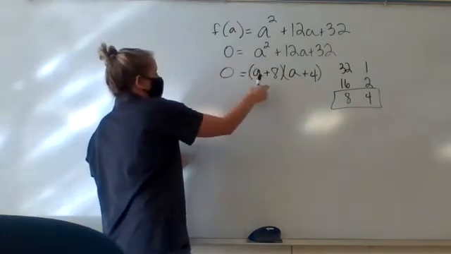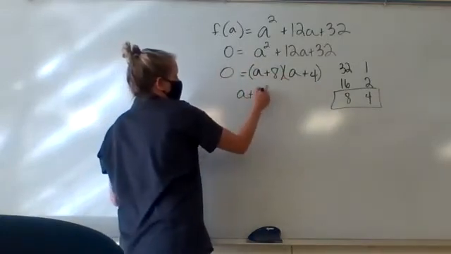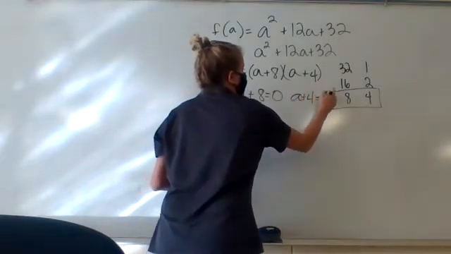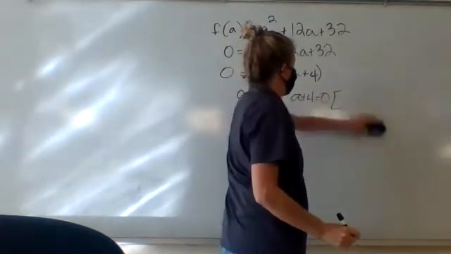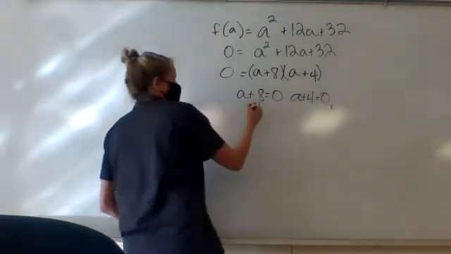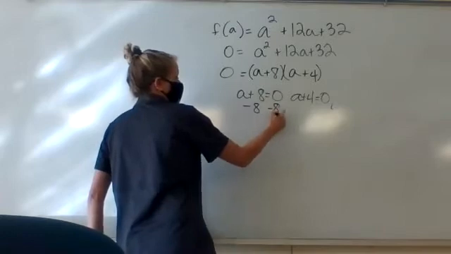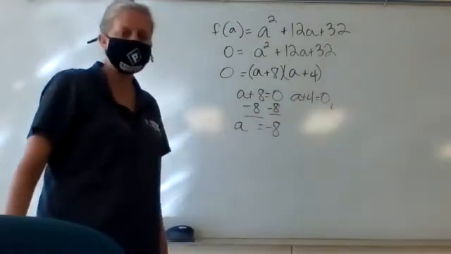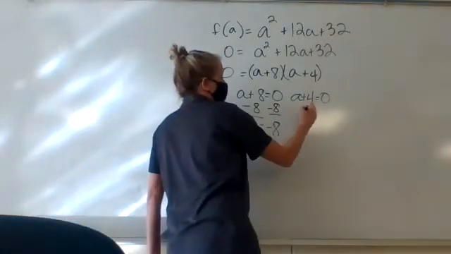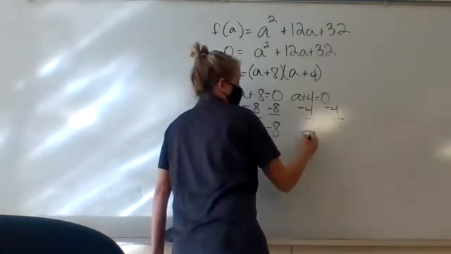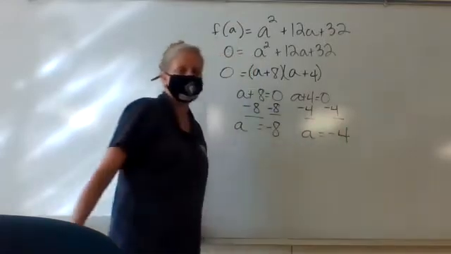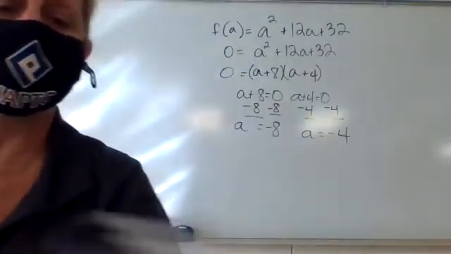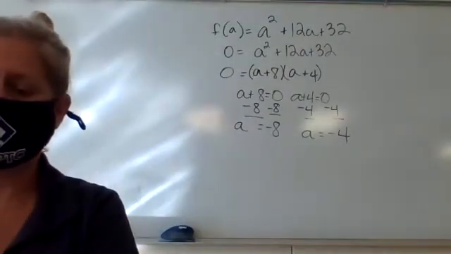Still equal to 0. Now, your factors, the last step is to set them each equal to 0 and solve them for a, to get your a by itself. So here I would need to subtract 8 from both sides to get this a by itself. So a equals negative 8. And on this one, I would subtract the 4 from both sides to get a equals negative 4. So negative 8 and negative 4 are the two answers, the two zeros.